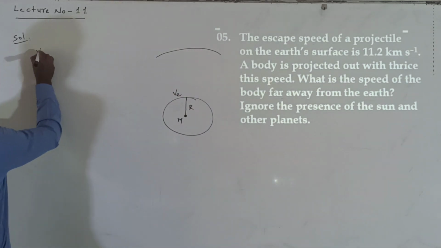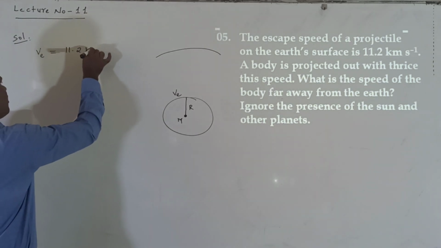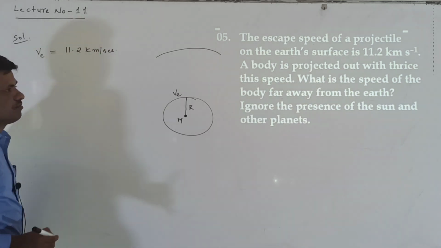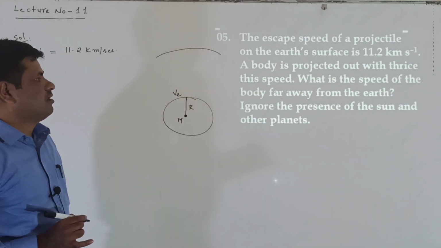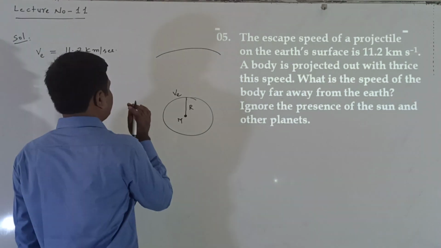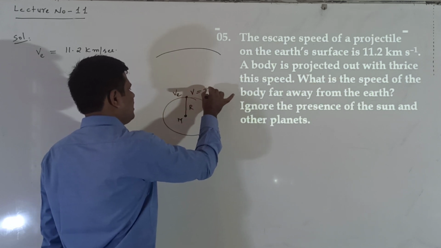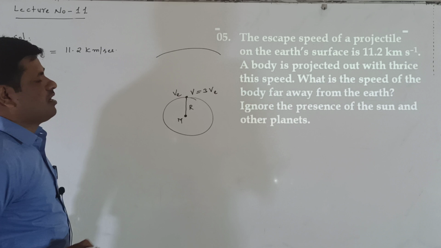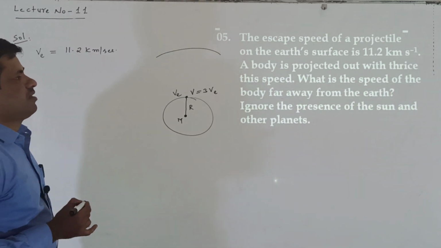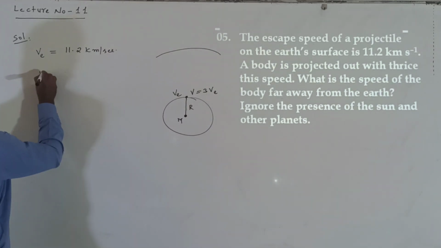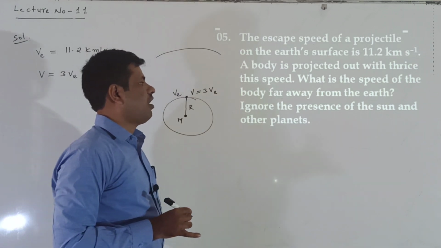That escape speed is given as 11.2 km per second. The body is projected out with thrice this speed. The body is projected with a velocity equal to 3 times the escape velocity. Thrice this speed means v equal to 3 into V. What is the speed of the body far away from the earth?